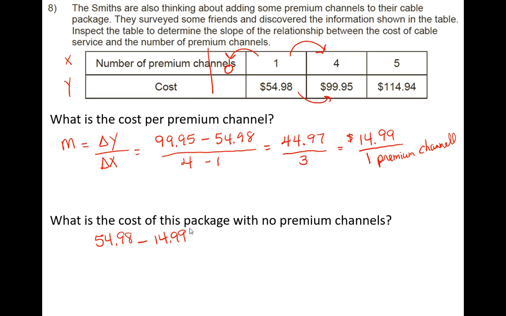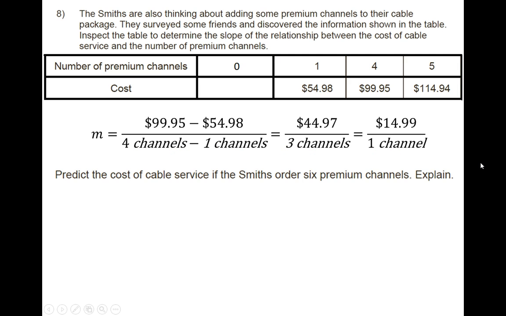It's going to be $39.99. So if this had started at 0 and we just had the cable but no premium channels, it'd be $39.99. Every time we add a premium channel, it goes up $14.99. It says predict the cost of cable service if the Smiths order 6 premium channels, and then explain.